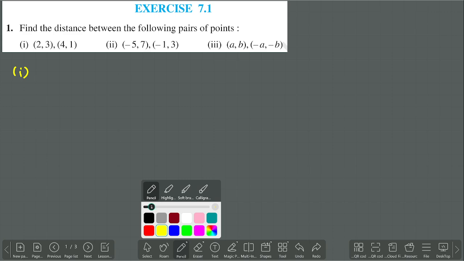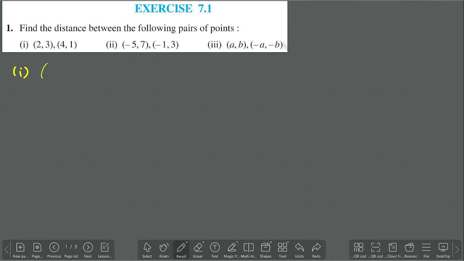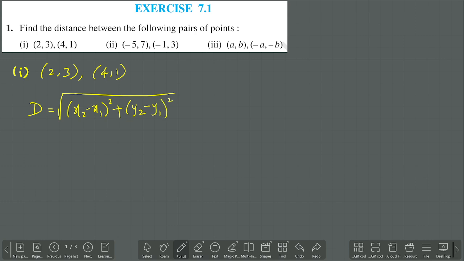What is the distance formula? Before entering the question, we will see. What is the distance formula? Do you remember? Distance formula equals square root of, see, the reading notation is very important, square root of x2 minus x1 whole square plus y2 minus y1 whole square, like that you have to say. So square root of x2 minus x1 whole square and y2 minus y1 whole square.